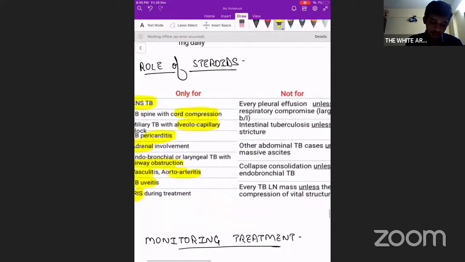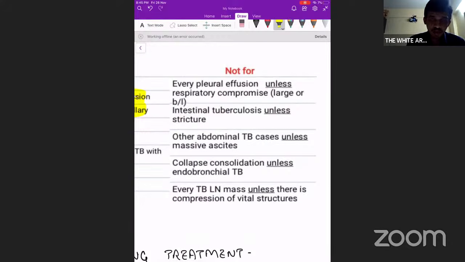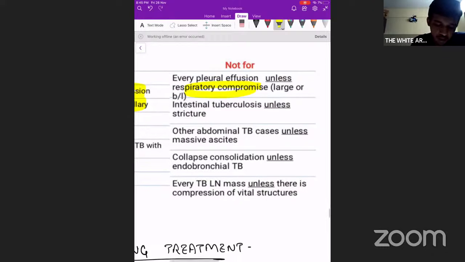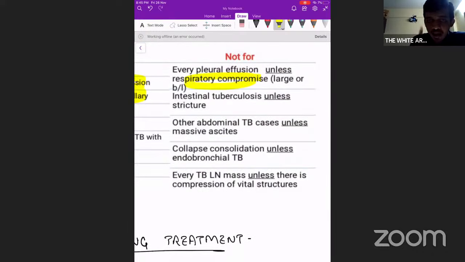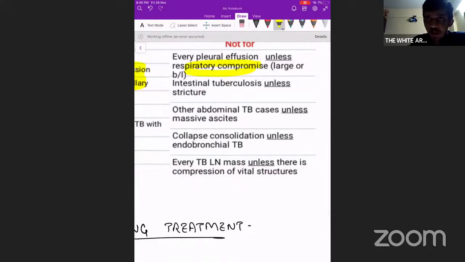Okay, and it was previously being recommended for all the pleural effusion or all the intestinal tuberculosis case or all visceral tuberculosis case, correct? That is why the recommendation has been changed. We give it in case of pleural effusion only if there is respiratory compromise. If it is large bilateral pleural effusion, only then we give, or else for every pleural effusion case, we do not give. If the intestinal tuberculosis is causing obstruction or stricture formation, only then we give. Until and unless there is massive ascites, we don't give for any other abdominal TB. If there is an endobronchial TB leading to collapse consolidation, only then we give steroids.